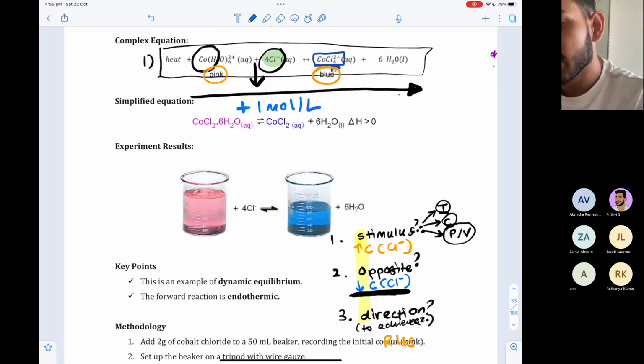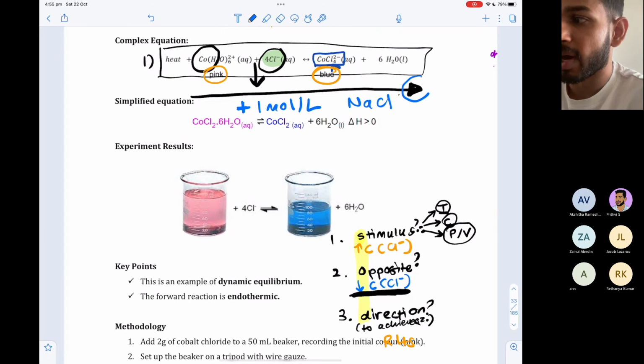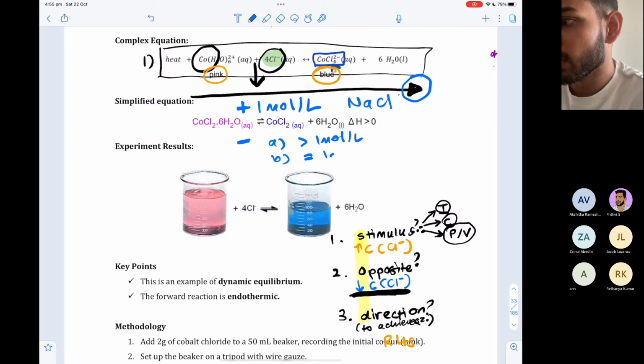If I increase the concentration of chloride ions by 1 mole per liter due to the addition of sodium chloride, when this equilibrium shifts to the right, how much will the chloride ions decrease by? Will they decrease by A, greater than 1 mole per liter? B, equal to 1 mole per liter? Or C, less than 1 mole per liter?